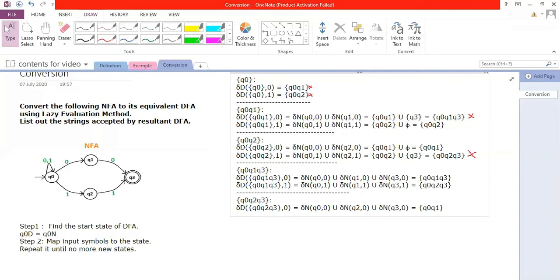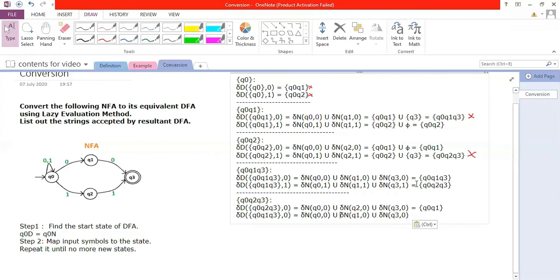Is that clear? Check out properly, is it proper? q0 q2 q3. So check properly and then you can move forward. I think it is proper. q0 with 0 is q0 q1. q2 there is no transition. Similarly, there is no transition for q3 with 0.